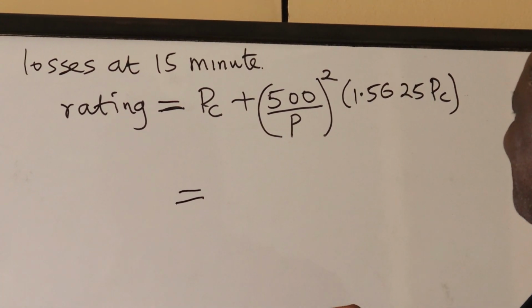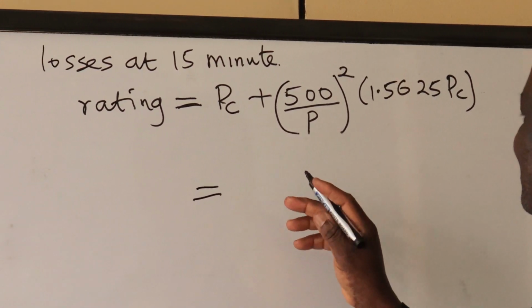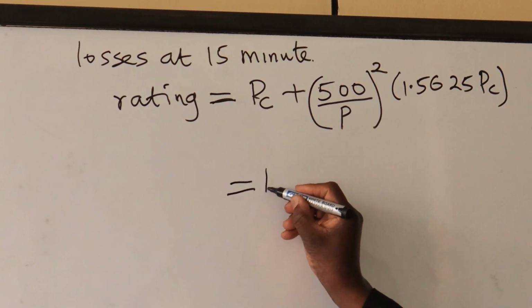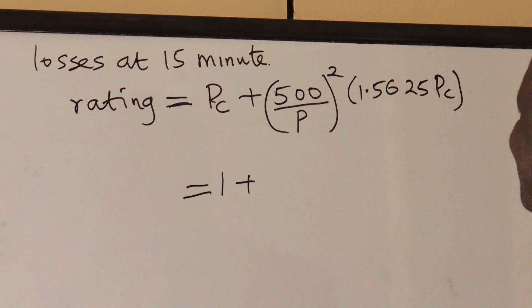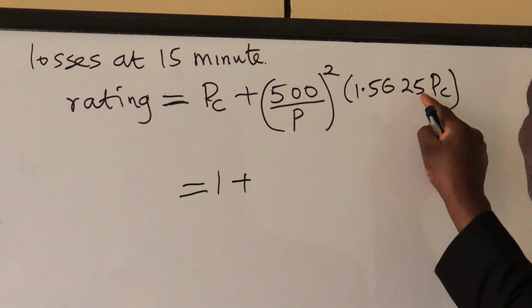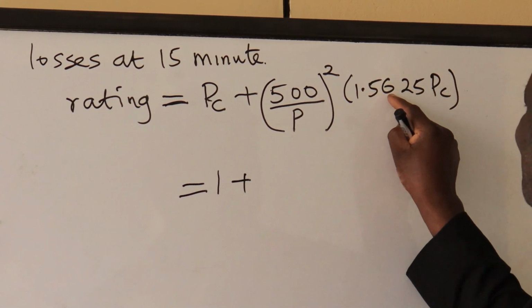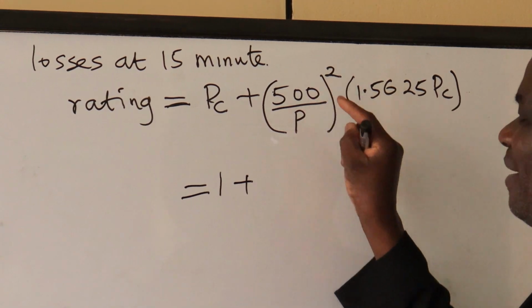So this is the same as P1 plus 1.5625 times 500 squared.